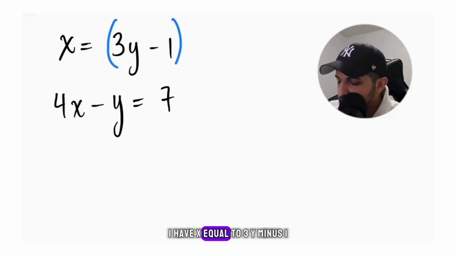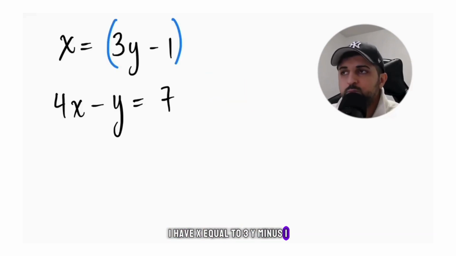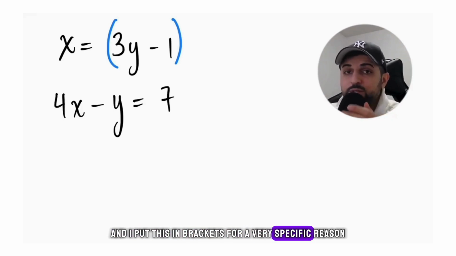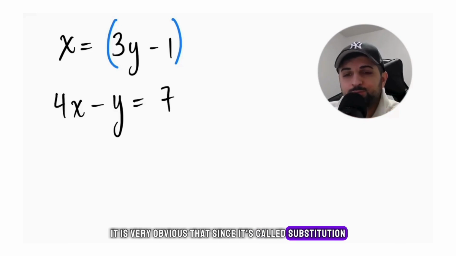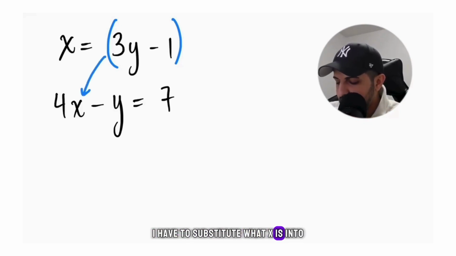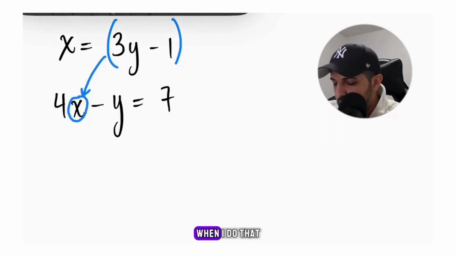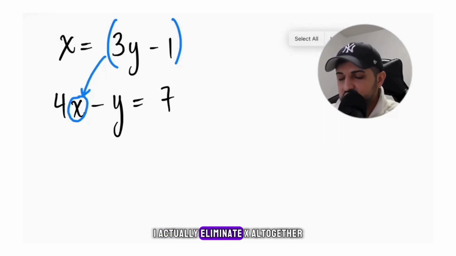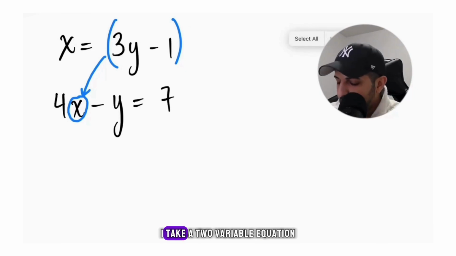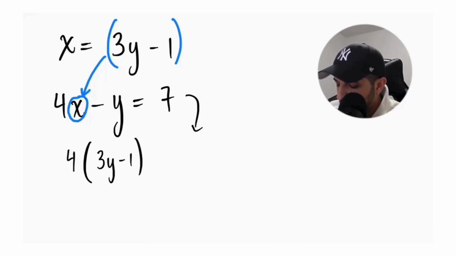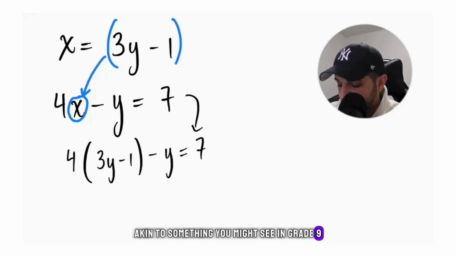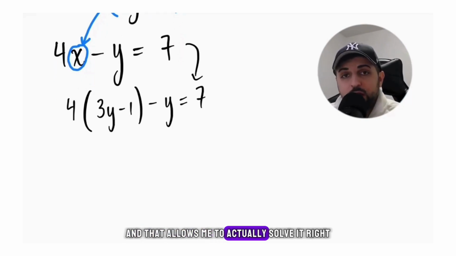I have x equal to 3y minus 1, and I've put this in brackets for a very specific reason. Because to me, it is very obvious that since it's called substitution, I have to substitute what x is into the x of the other equation. When I do that, I actually eliminate x altogether. I take a two-variable equation, and by substitution, I turn it into a one-variable equation, akin to something you might see in grade 9. And that allows me to actually solve it.